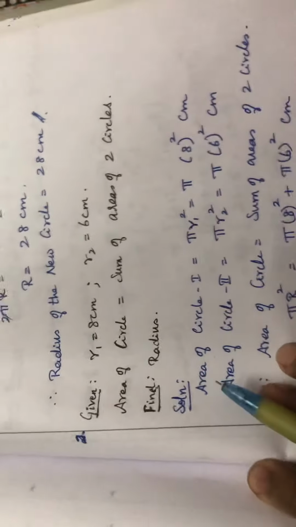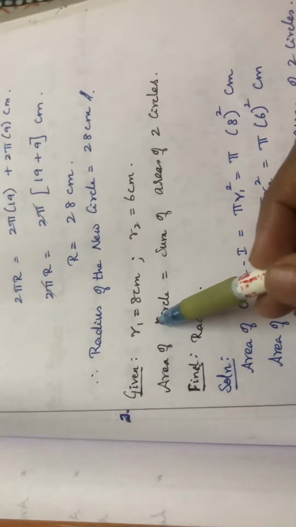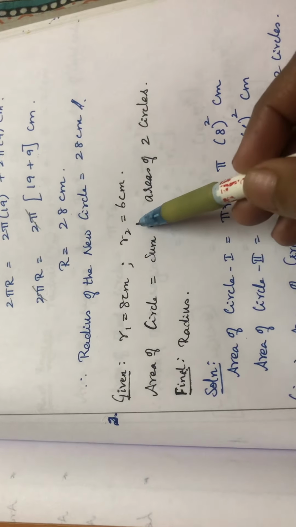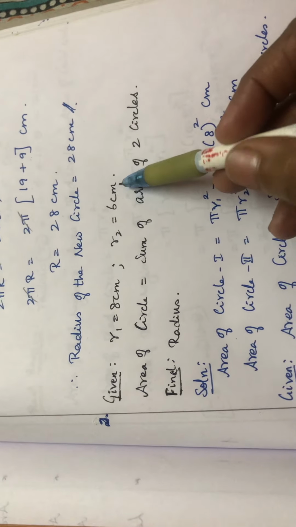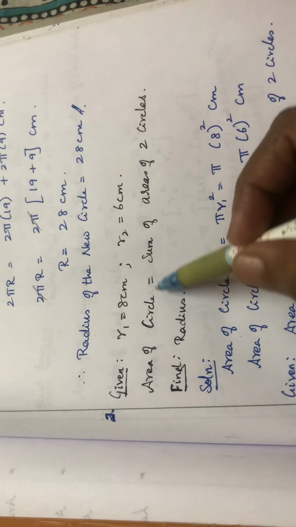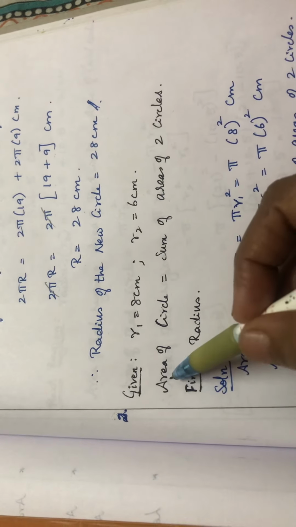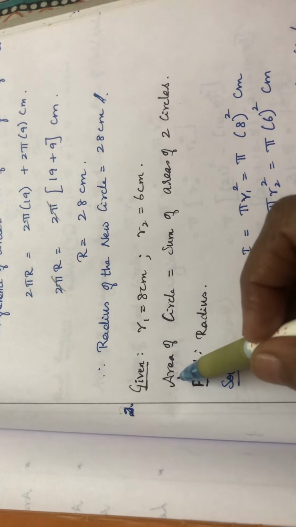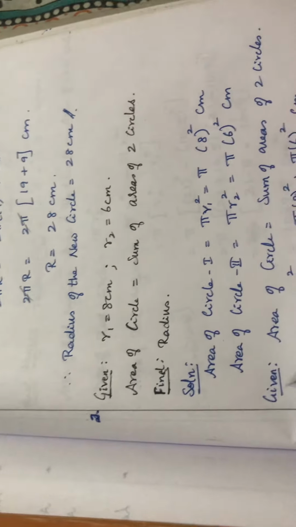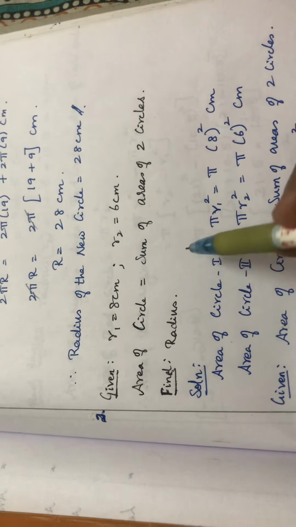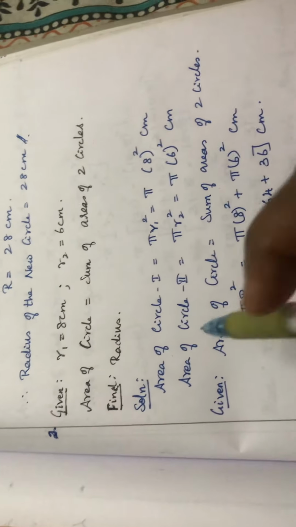Now, what information is given? The first radius is given as 8 centimeter. The second circle radius is given as 6 centimeter. The area of the new circle is equal to the sum of the areas of the two circles. Last sum it was given as circumference, second sum it is given as area. That is the difference. Find the radius of the new circle, capital R only we are going to find.